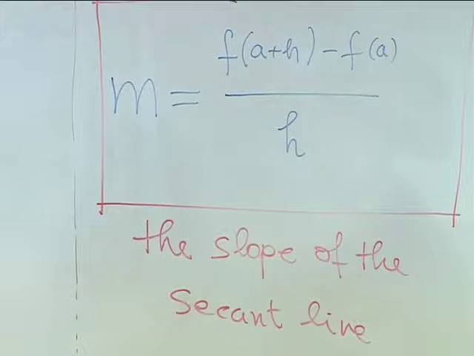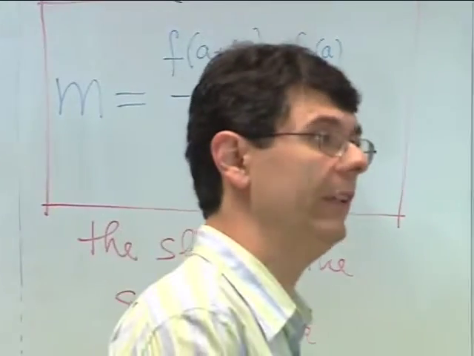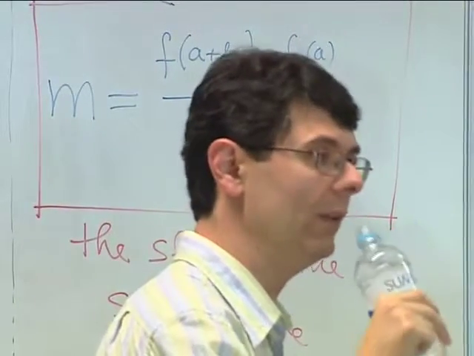And now that you have a formula for the slope of a secant line, how do you get the tangent slope? Yeah. Add a limit. You do a limit, okay?